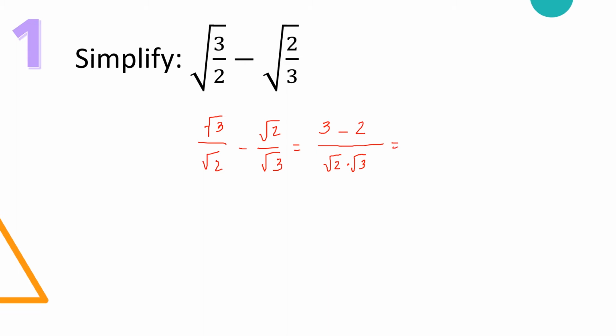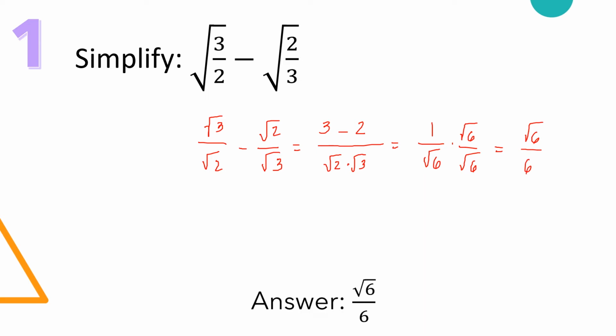Now we have 1 over square root of 6. Rationalizing the denominator, we multiply each of the numerator and denominator by square root of 6. Hence, our final answer will be square root of 6 over 6.